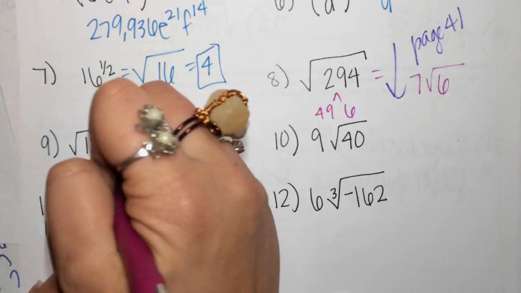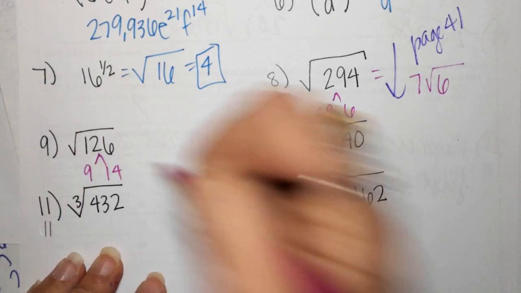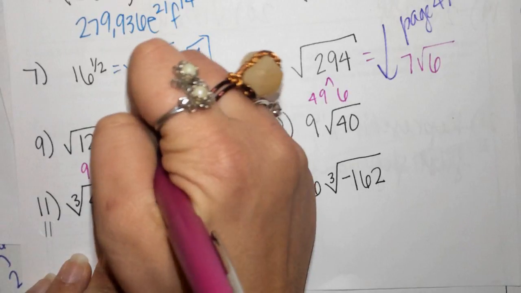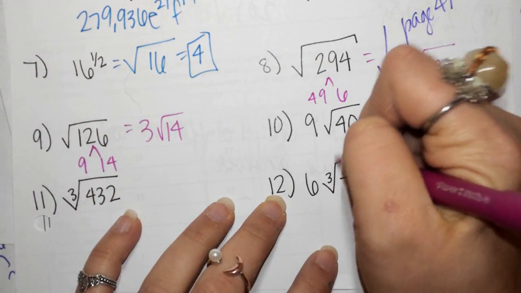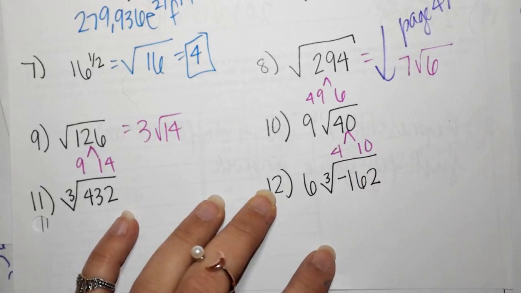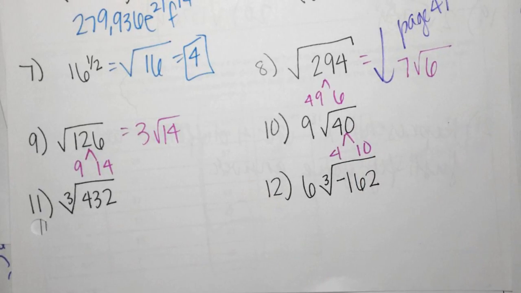Alright, number 9 is 9 and 14. So that gives you 3 root 14. Number 10 gives you 4 and 10. So what's the square root of 4? 2.